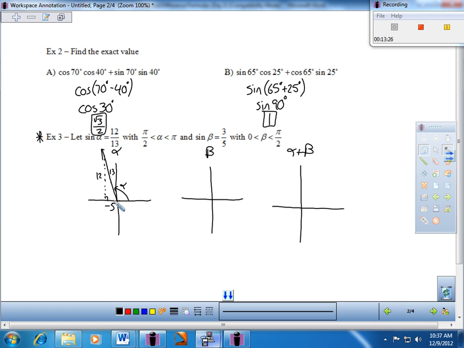So I believe that would be a -5 right there. And that's a good diagram. There's alpha in a nutshell. Now, guys, let's get our info on beta. So let's take a look.